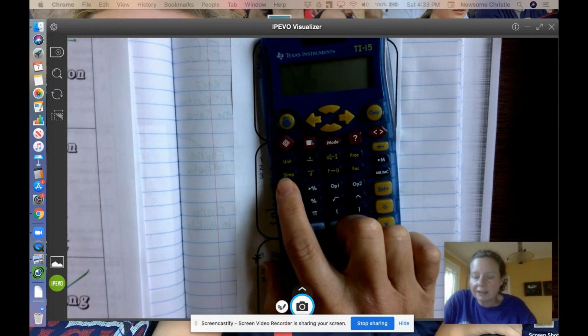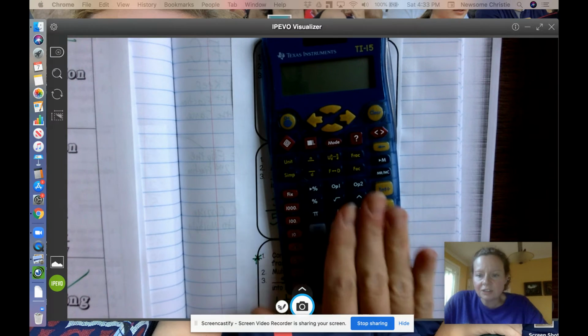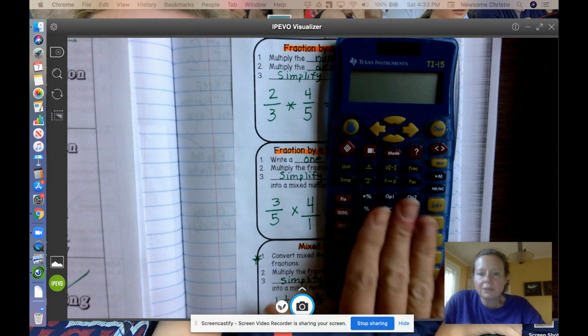You've got the simplifying button. Don't forget that you can use this calculator to help you with that. So please make use of it.